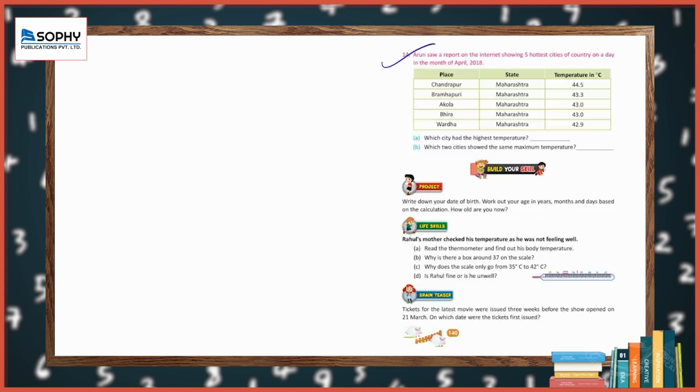Next is, Arun saw a report on the internet showing the 5 hottest cities in a country in the month of April 2018. First is, which city has the highest temperature? Which city has the highest temperature, students? Very good, that is Chandrapur. That's how you can complete the remaining part, students.